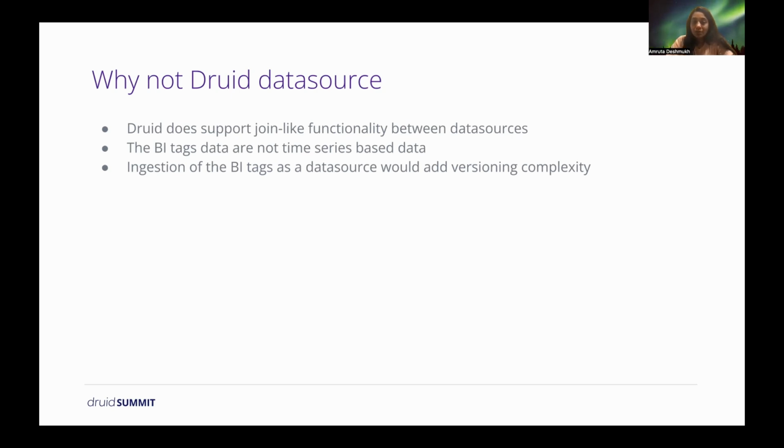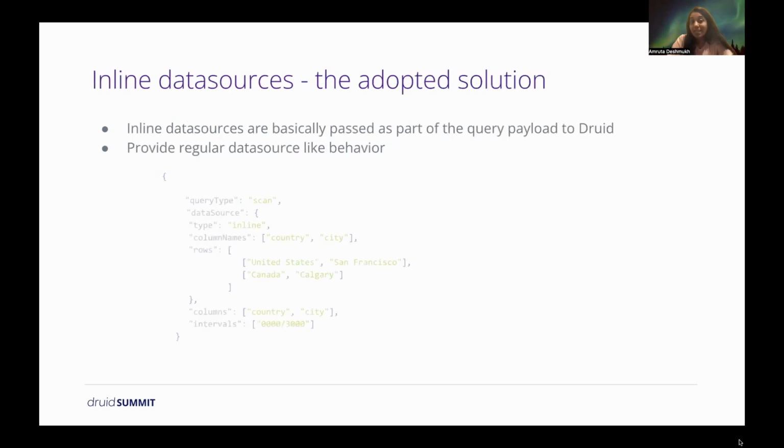So to get the power of joining data sources without the overhead of maintaining a regular data source, we came up with the final solution, which was inline data sources. So what are inline data sources? These data sources are passed as a part of the payload to Druid. And from a user standpoint, they behave exactly like regular data stores during Druid query time. This means using inline data sources, we could accomplish the filtering, grouping, and mapping of the tags to the analytics without having to manage the complete data source.